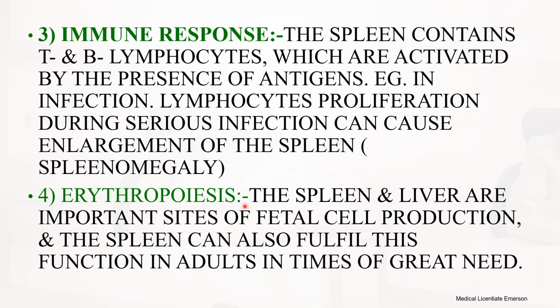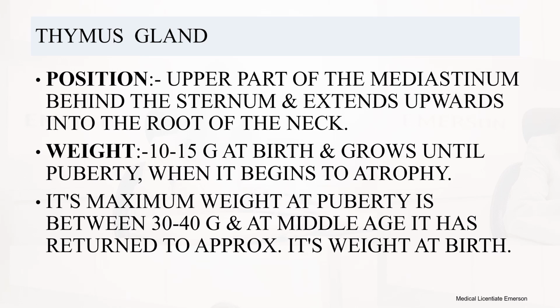Then the other function is erythropoiesis. So the spleen and liver are important sites of fetal cell production. So the point here is fetal cell production, and the spleen can also fulfill this function in adults in times of great need. So it's one of the sites of erythropoiesis, the production of, of course, red blood cells. So we are done with the spleen, which is one of the lymphatic organs.